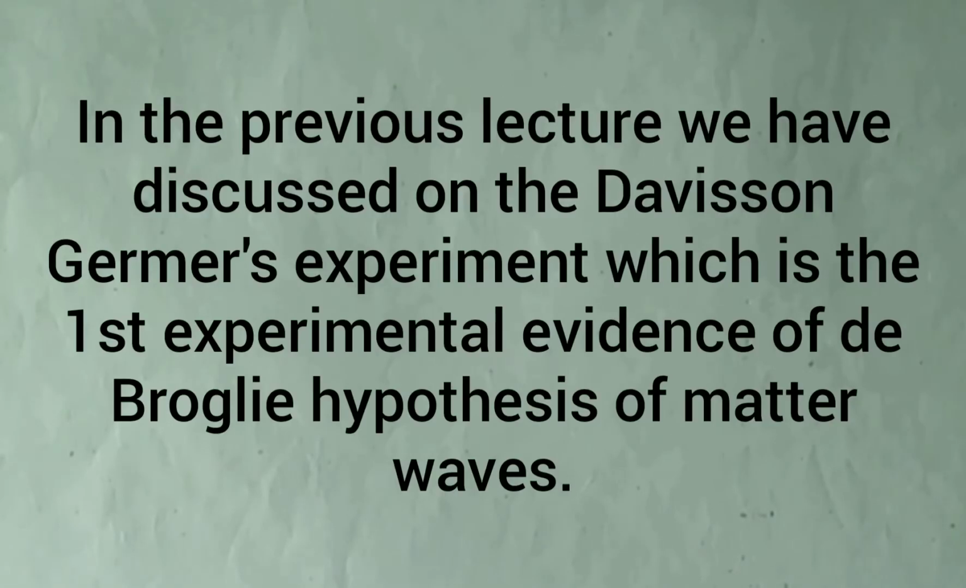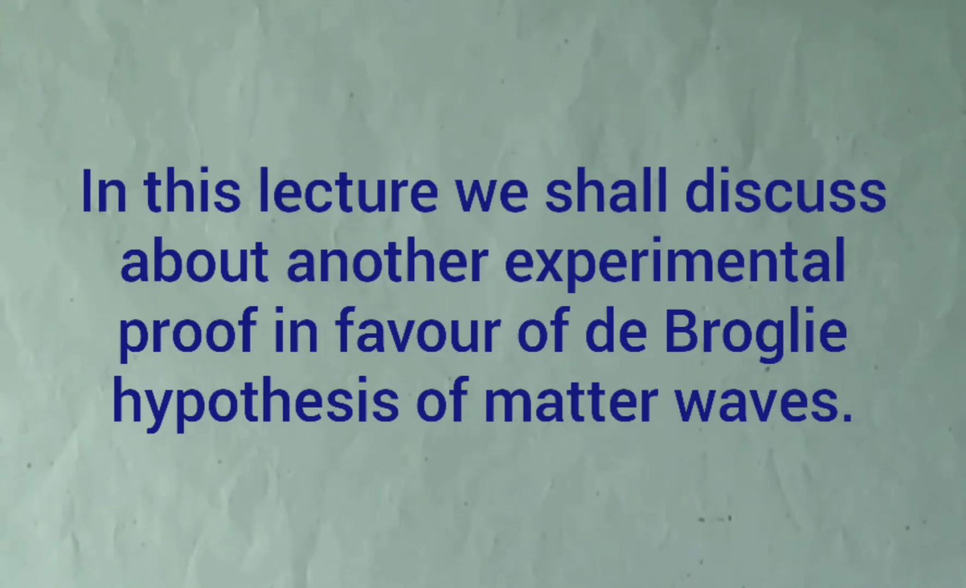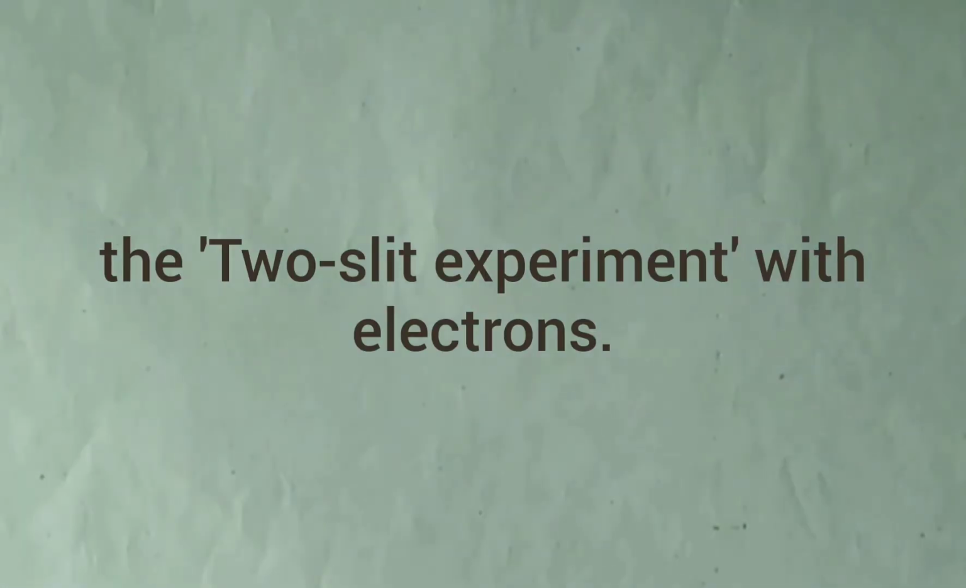Dear students, in the previous lecture, we have discussed the Davisson-Germer experiment, which is the first experimental evidence of the de Broglie hypothesis of matter waves. Students, in this lecture, we shall discuss another experimental proof in favor of the de Broglie hypothesis of matter waves, and that is the two-slit experiment with electrons. Let's start.